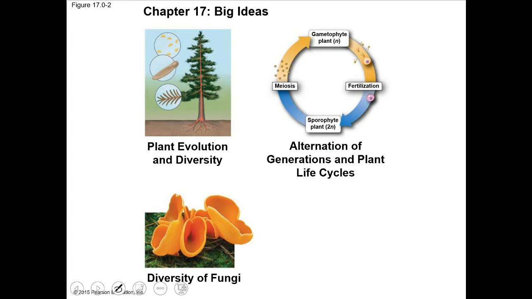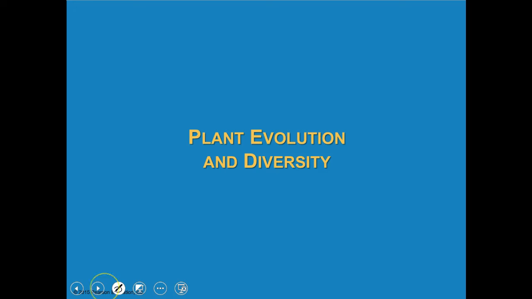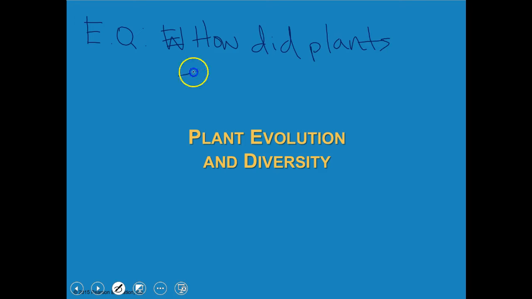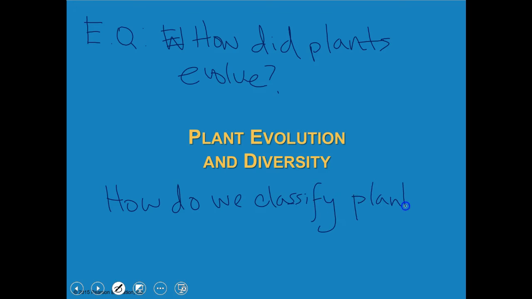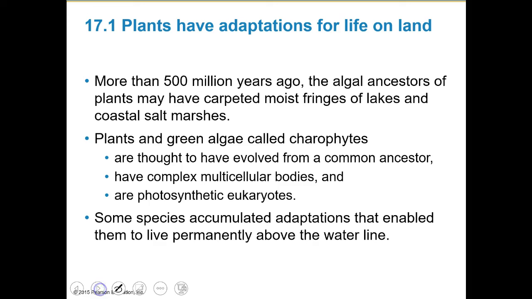Okay, we're not going to do a whole lot this section. We're just going to look at the evolution and the diversity. So we're going to have two essential questions. How did plants evolve? And the other thing that we're going to look at is how do we classify plants? And we'll look at some really broad categories and we could talk about those next time. So, how did plants evolve and how do we classify them?